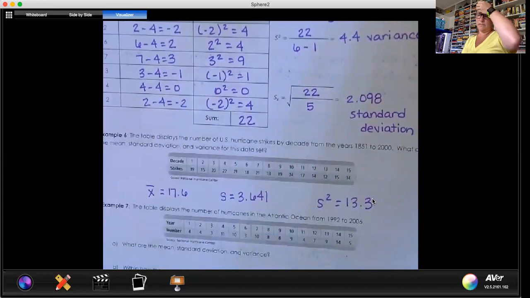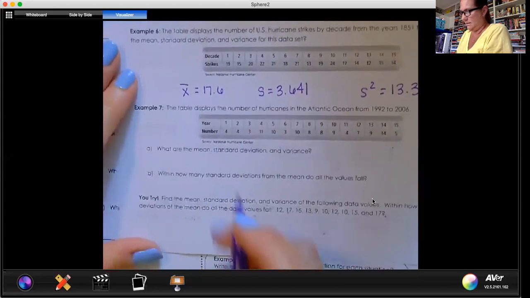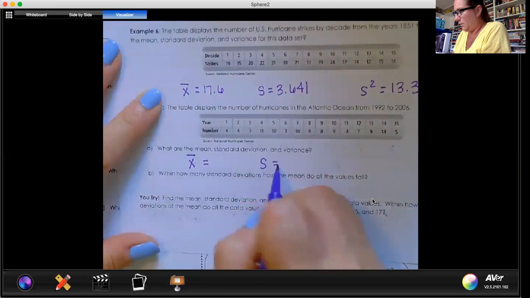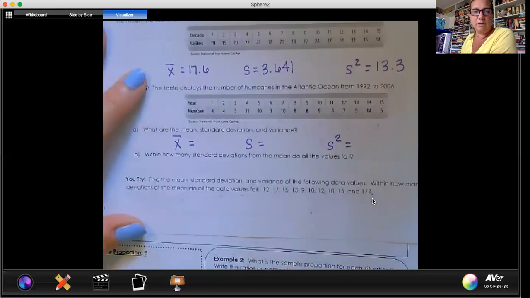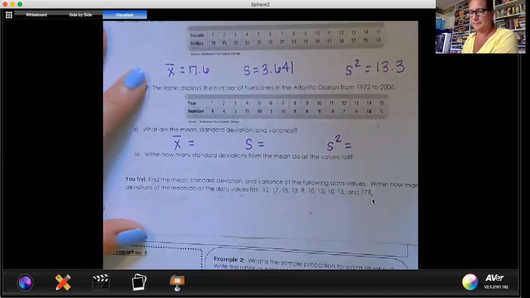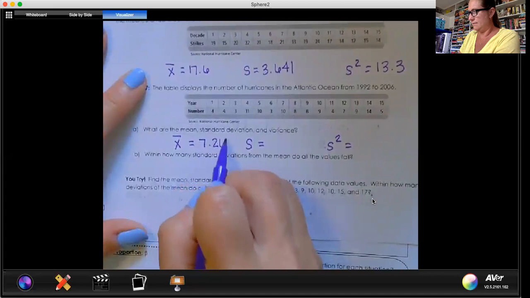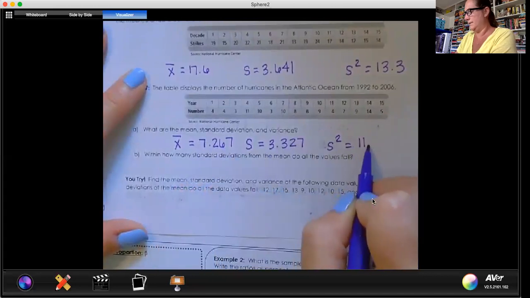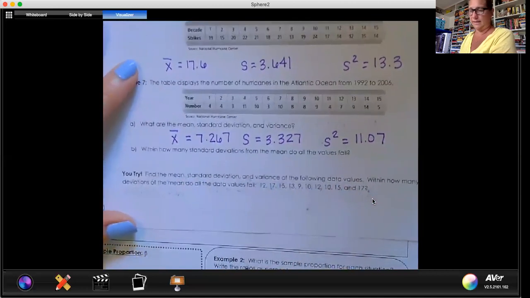Example 7 wants us to do the same thing for part A. I'm going to give you guys a chance to do that. So if you will pause your video, give you guys a chance to practice. Then we'll talk about B and you try. All right, you guys should have gotten 7.267, 3.327, and 11.07. And again, make sure you're doing that in your calculator so that you know how to find these values.